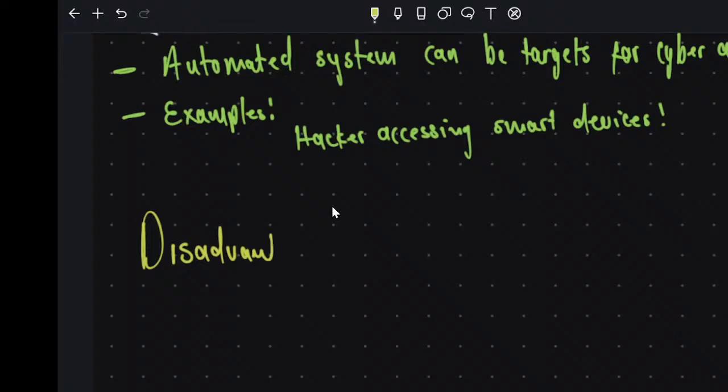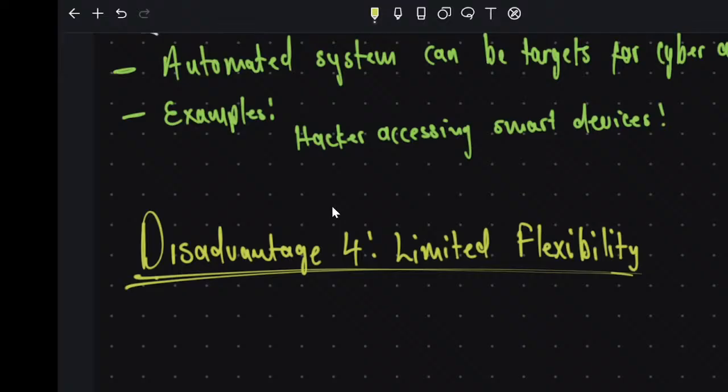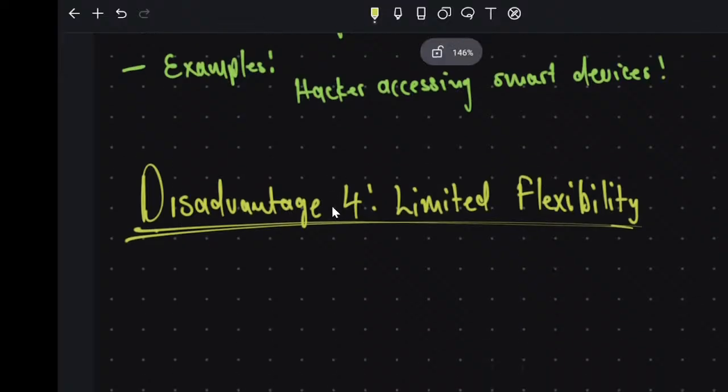Disadvantage number 4 is limited flexibility. Limited flexibility. What do you mean by this? The only thing you can do with an automated system is the thing that it was made to do. It cannot do anything else.